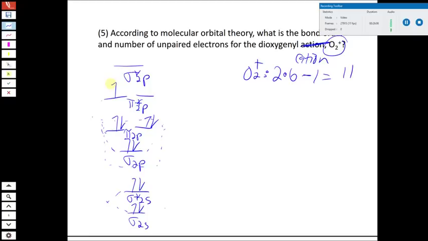If we wanted to write the configuration for this, we would have sigma 2s with 2 electrons in it, sigma star 2s with 2 electrons, then sigma 2p has 2 electrons in it, pi 2p has 4, the pi levels can hold up to 4 electrons, and then our pi star 2p has 1 electron in it. So this would be the electron configuration for this. We didn't really ask for that here, but this is another way that you could write it out or see it asked on questions. Yes?